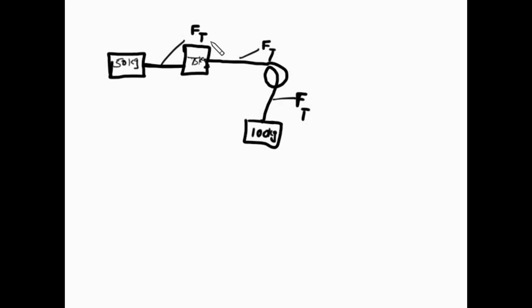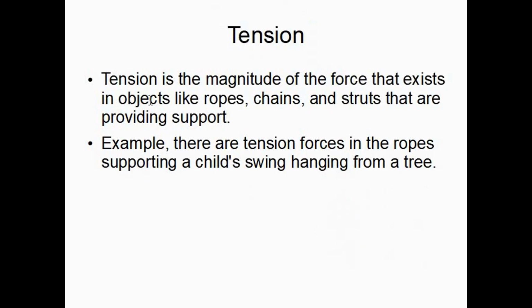Here, the block is on the pulley system. The 100 kilogram block is obviously being pulled down by the force of gravity, and the rope is trying to hold on to this block and at the same time hold on to that block. Otherwise the rope will snap. So that is the force of tension.